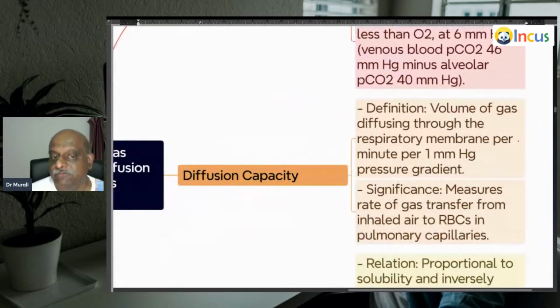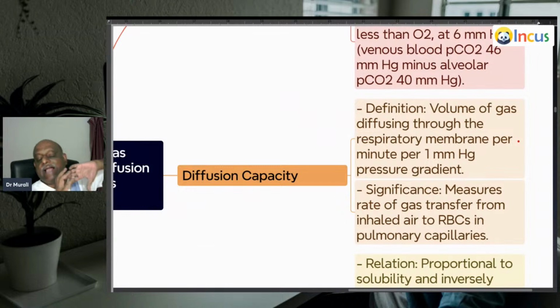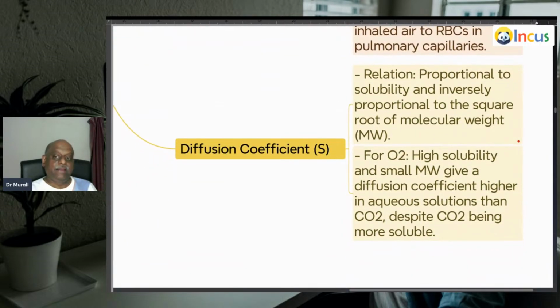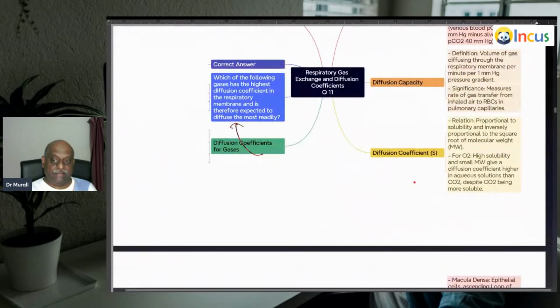So what is meant by diffusion capacity? It is the volume of the gas which is diffusing through a respiratory membrane per minute per 1 millimeter mercury of pressure gradient, is what you need to remember.